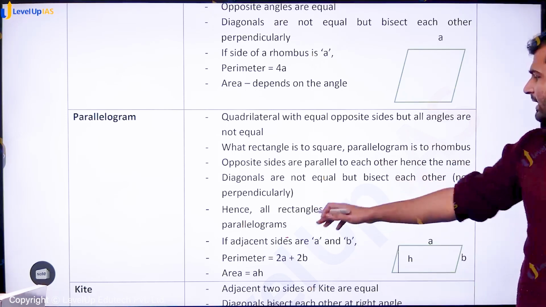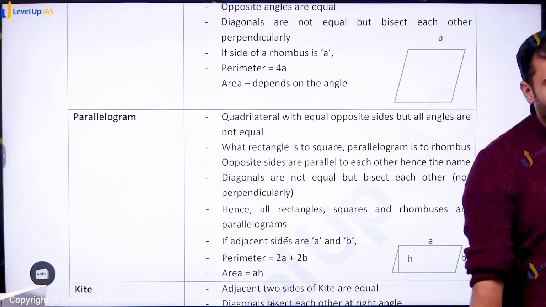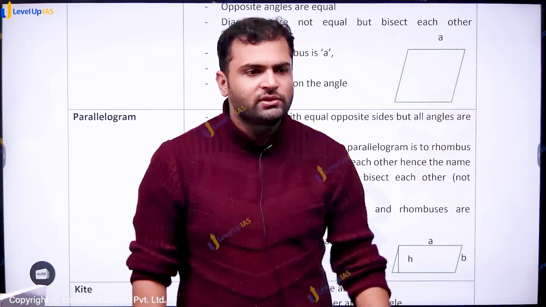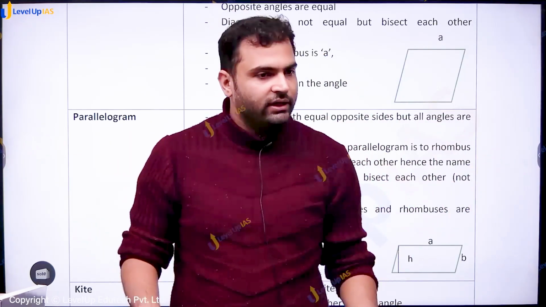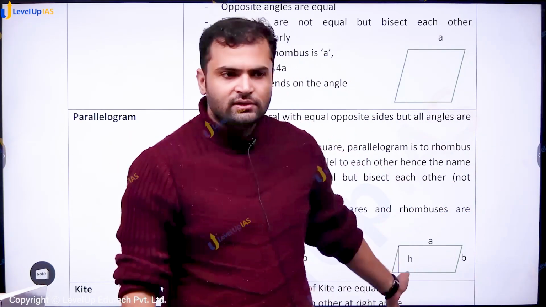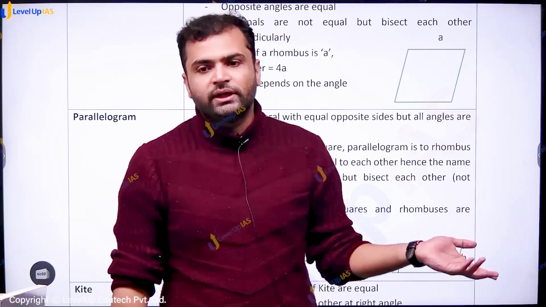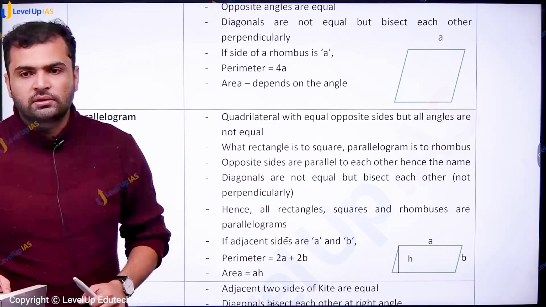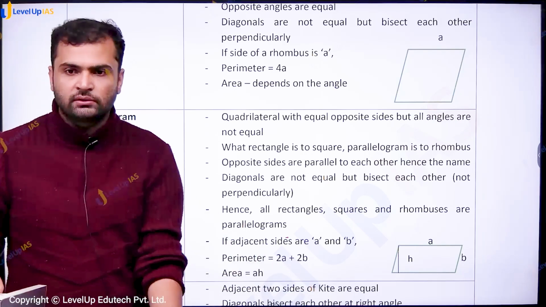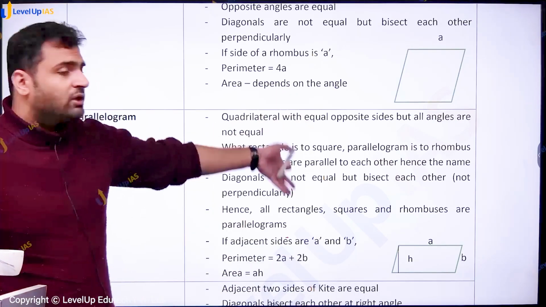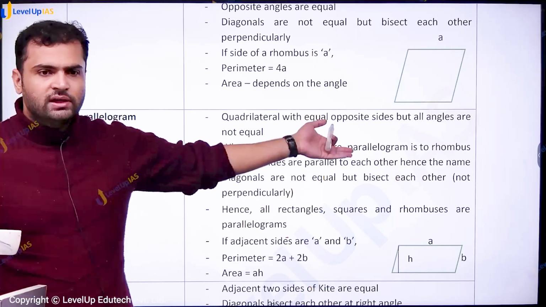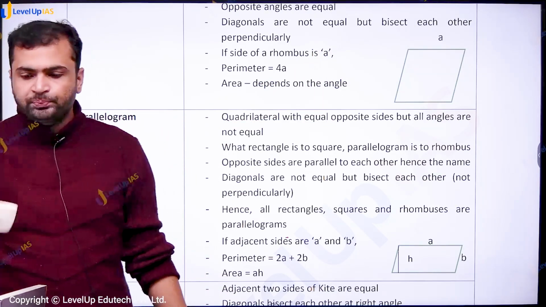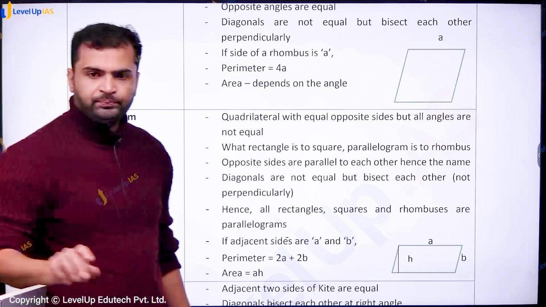Hence all rectangles, squares and rhombuses are parallelograms. No issue there. All rectangles are parallelograms, opposite sides are equal, opposite sides are parallel, yes. All squares are everything, no problem. Square is the most special shape out of quadrilaterals. And all the rhombuses are parallelograms, that is again true. All the sides are equal, opposite are parallel, no problem. Right?